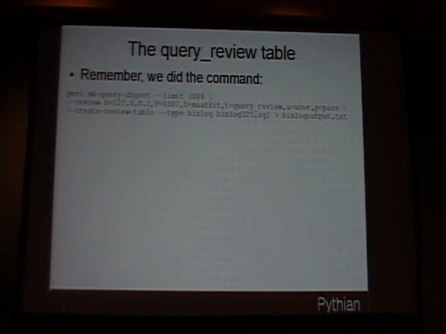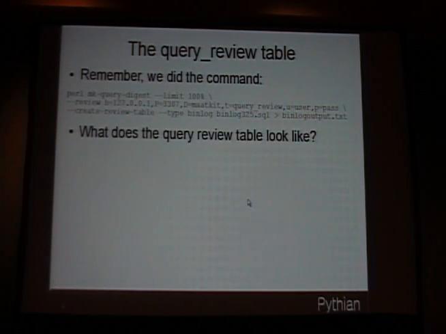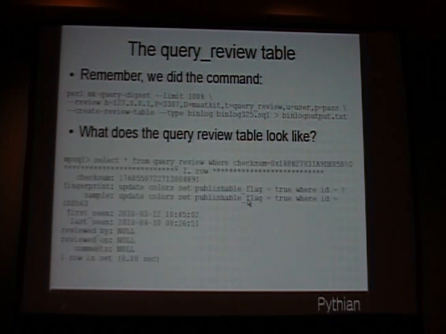And basically, now we can look at this query review table, and I don't have to explain anything because I've already explained it all. So basically, remember we did that command. What does a query review table look like? I'm glad you asked. It looks like this. This is just one particular thing. Notice our checksum. That happens to be our update colors, set publishable flag equals true, where ID equals whatever. So we have a question mark here. That's the fingerprint. The sample itself is 100563.